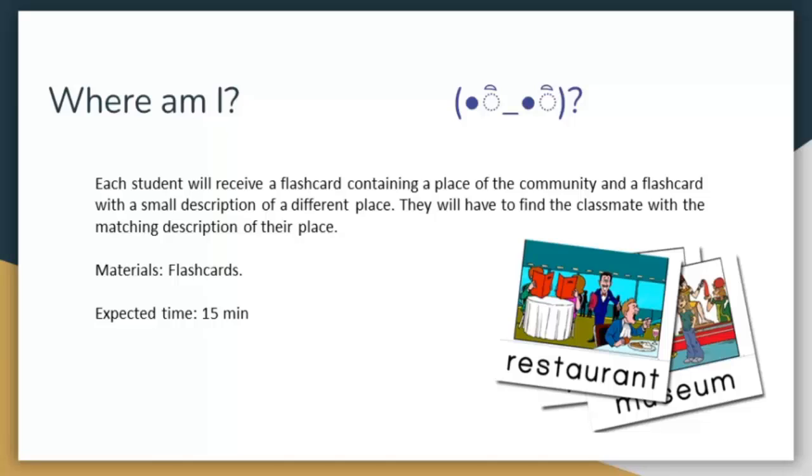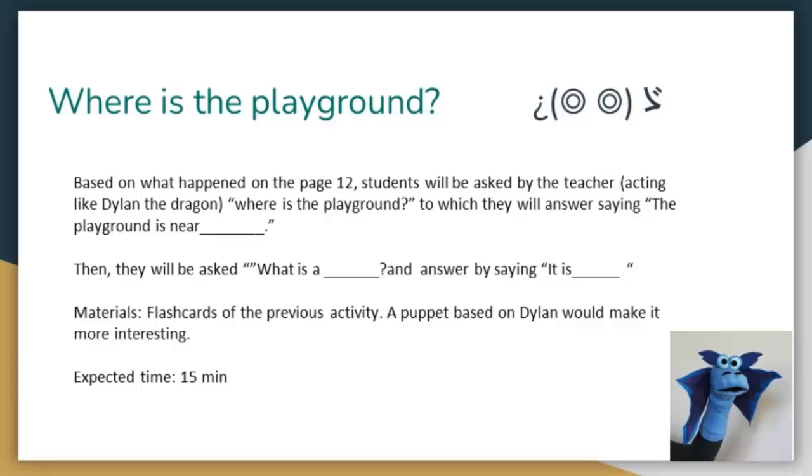For the next activity, the name is Where Am I? Each student will receive a flashcard that contains a place of the community and a matching flashcard with a small description of a different place. They'll have to find the classmate with the matching description of their place. The materials are flashcards like these ones that we can see in the pictures, and the expected time is 15 minutes.